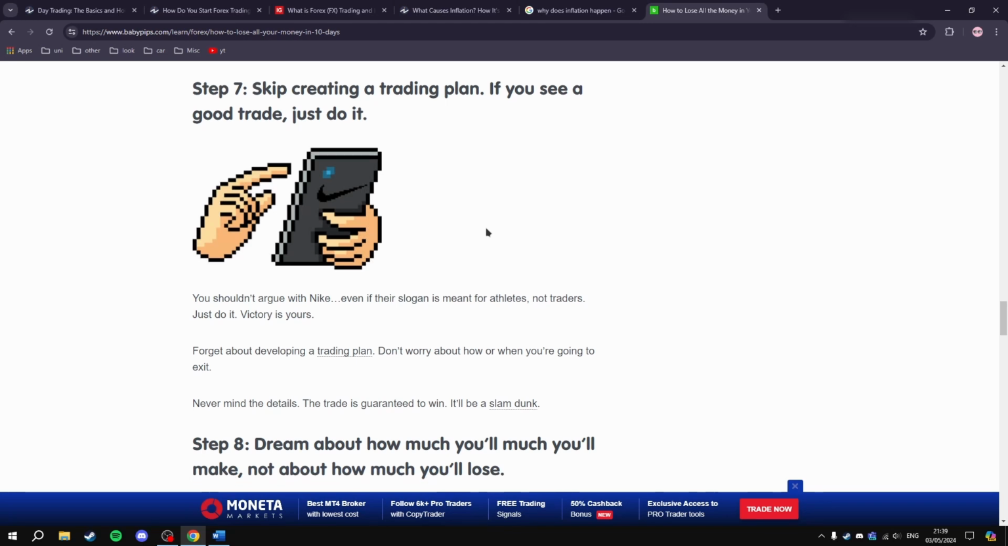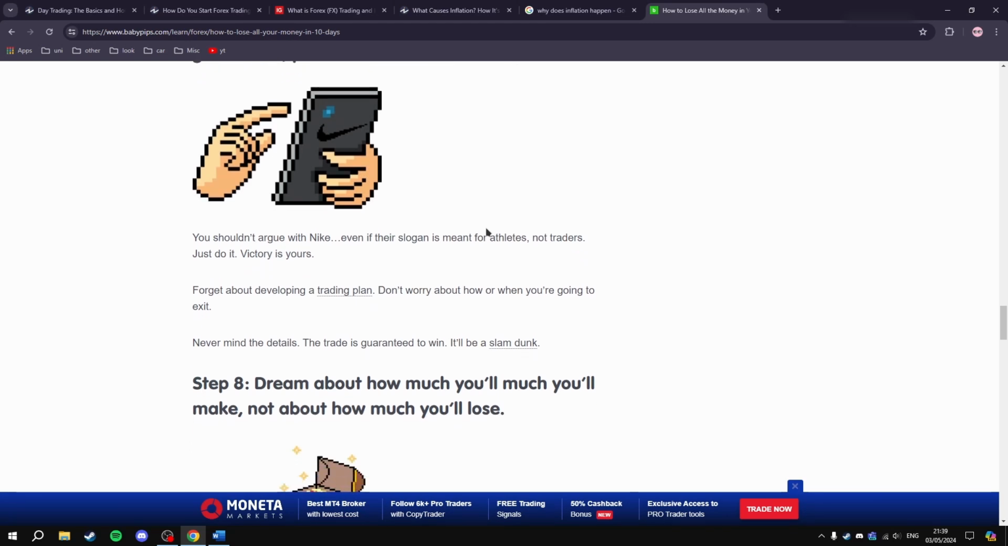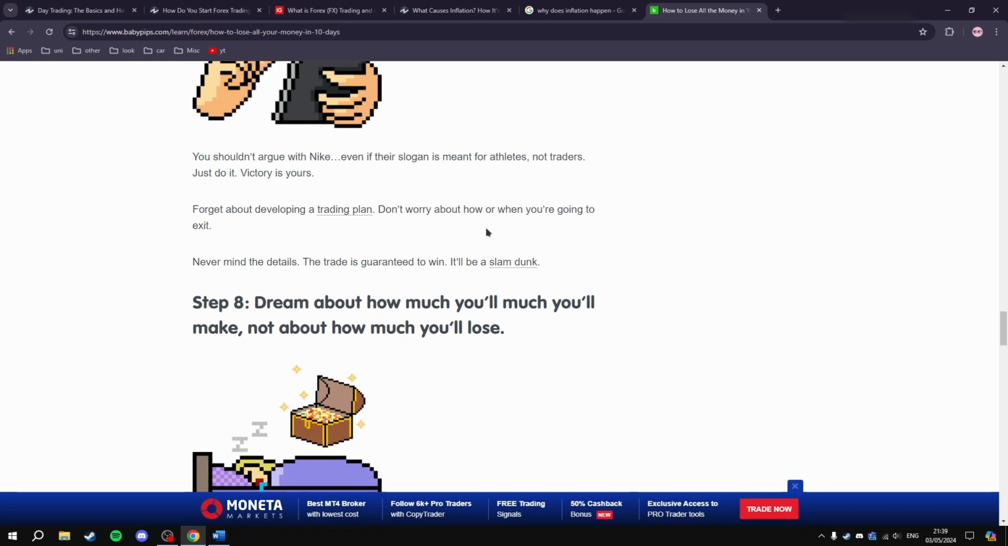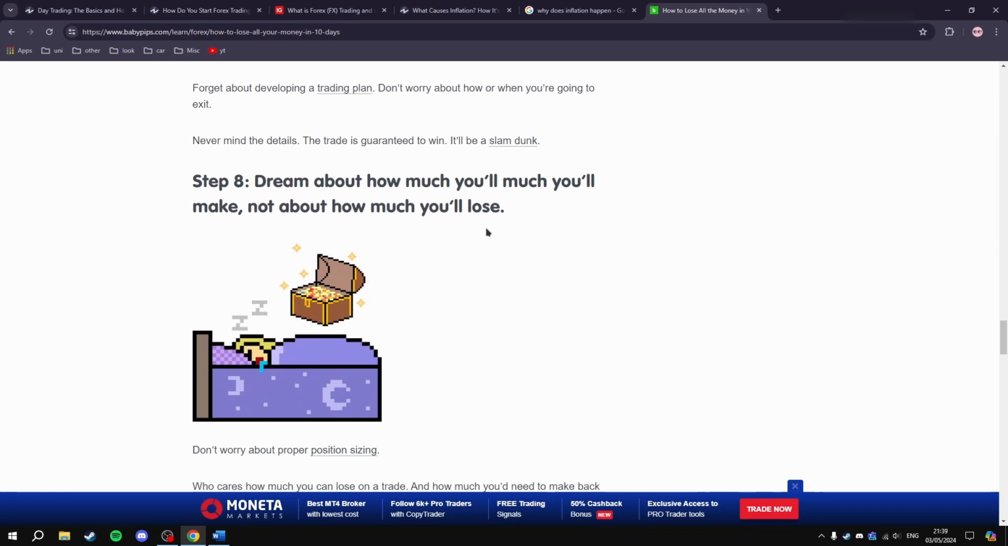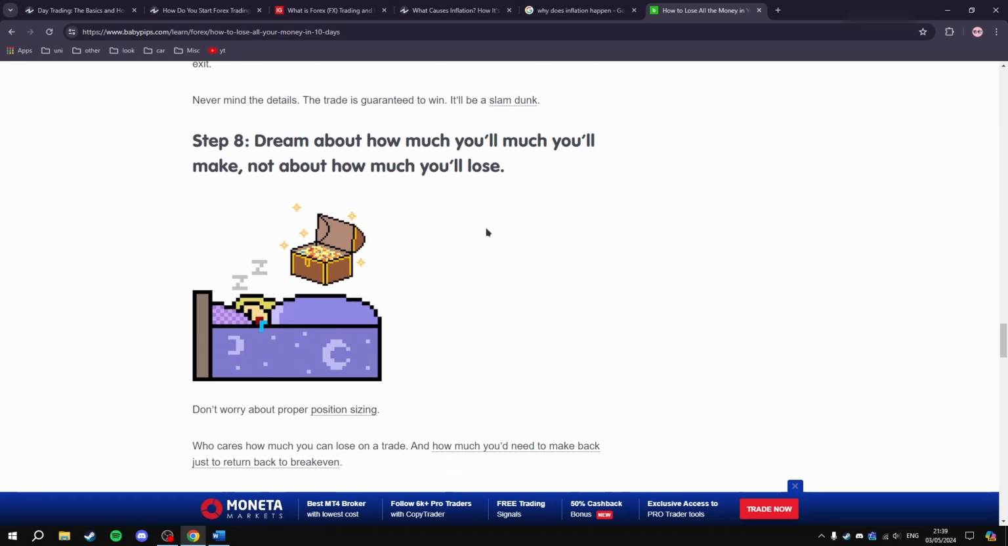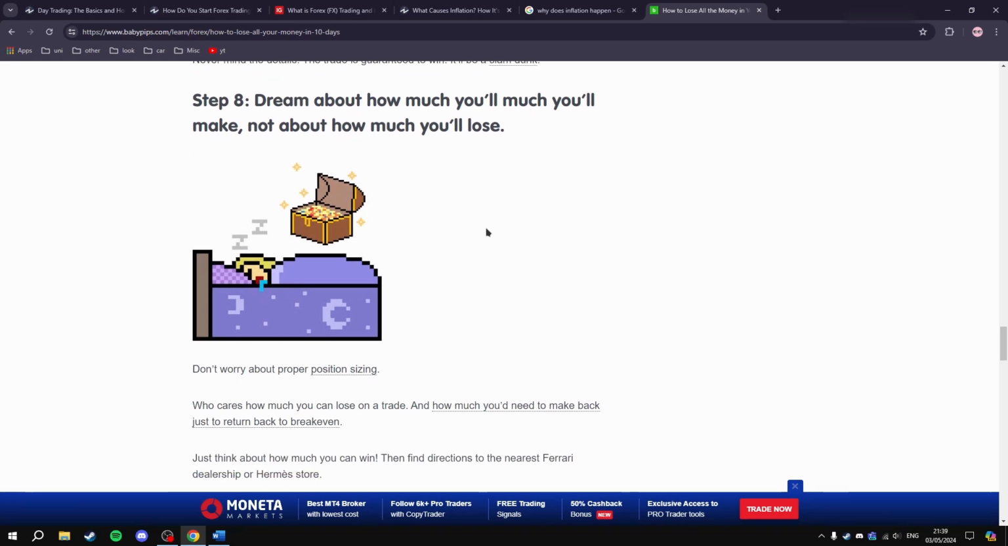Step 7. Skip creating a trading plan. If you see a good trade, just do it. You shouldn't argue with Nike, even if their slogan is meant for athletes, not traders. Just do it, victory is yours. Forget about developing a trading plan, don't worry about how or when you're going to exit. Never mind the details, the trade is guaranteed to win. It will be a slam dunk.